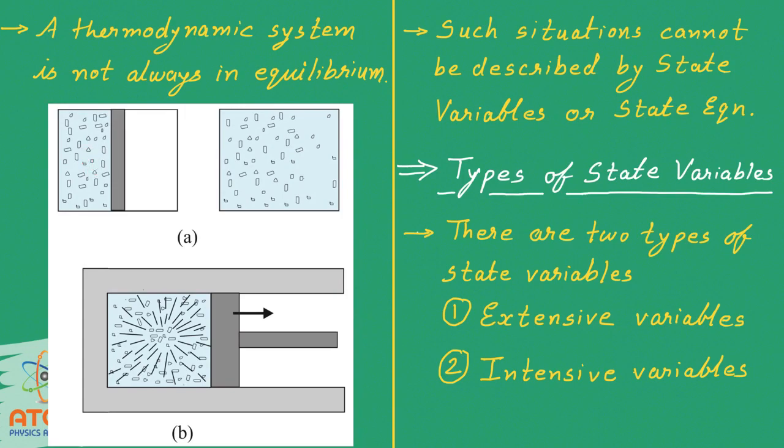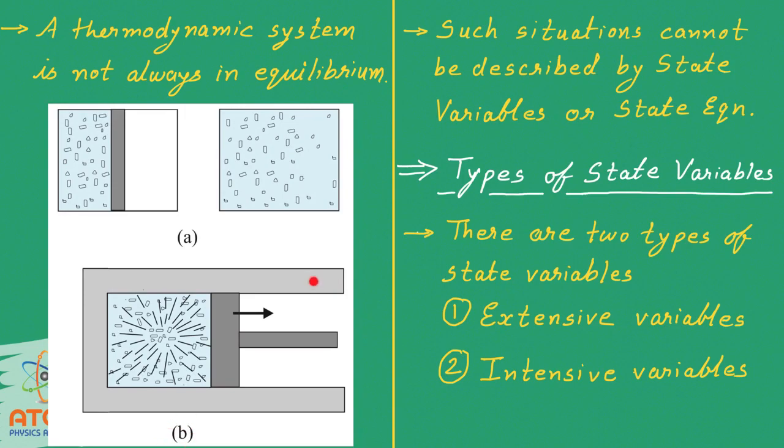But as soon as we remove this wall, the air from the left side will rush to the right side. So when the air is rushing from left to right, it's very obvious that in every part of this container the pressure will not be the same. You can understand here the pressure will be more, here the pressure will be less, and in the same way density will also be different, and so the temperature will also be different, and that's why we can say this is not an equilibrium state. So we cannot apply the state equation, or we cannot describe it by state variables as well. See the second example.